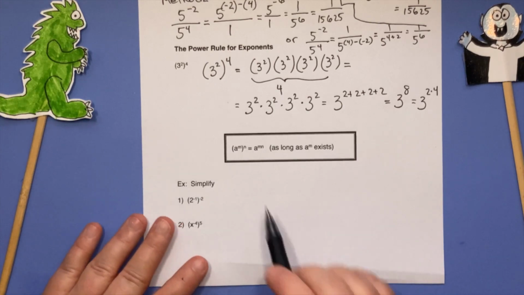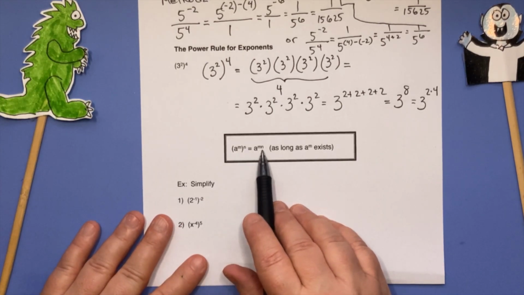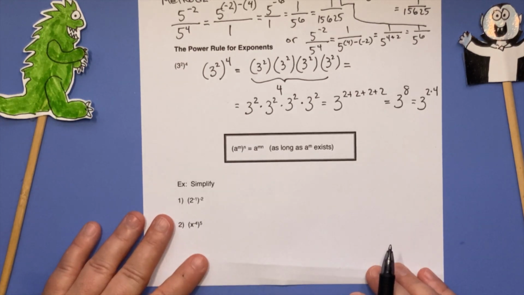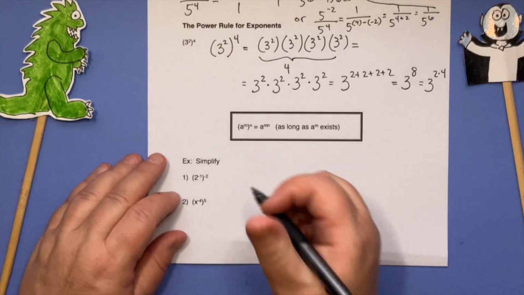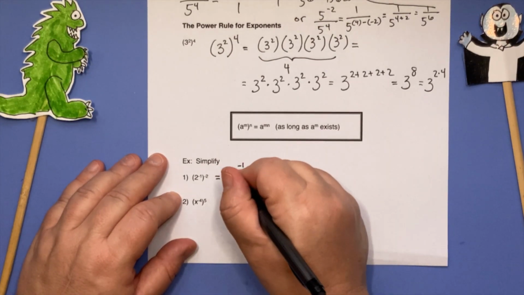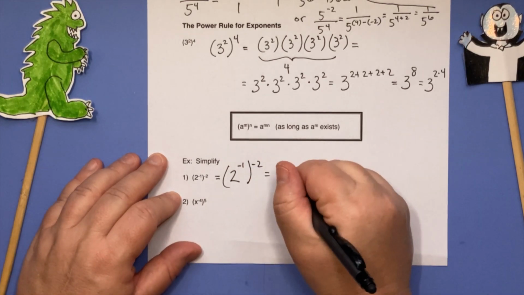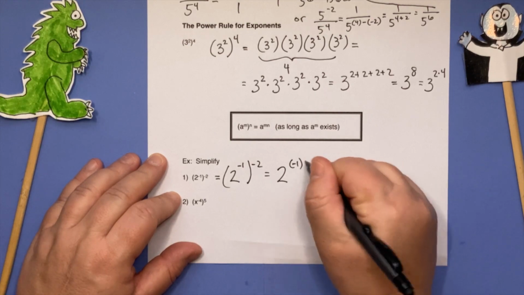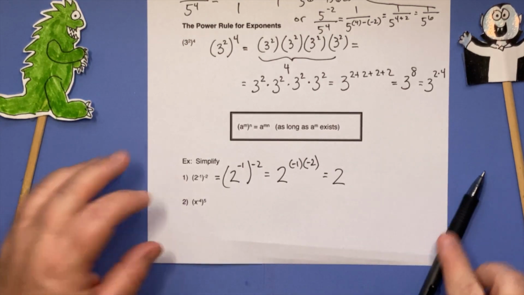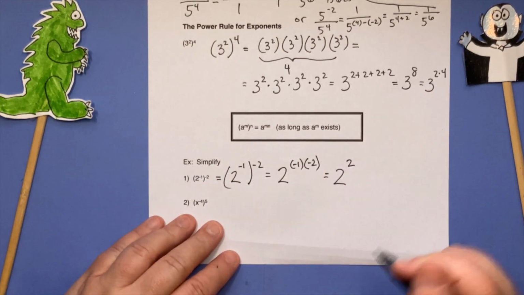So, what's the formula? The formula is if you have a to the m raised to the nth power, you multiply the exponents as long as it exists. So what does that mean? Well, very quickly, 2 to the -1 to the -2 is going to be 2 to the -1 times -2, which is 2 to the 2 negatives multiplied together, 2 squared.